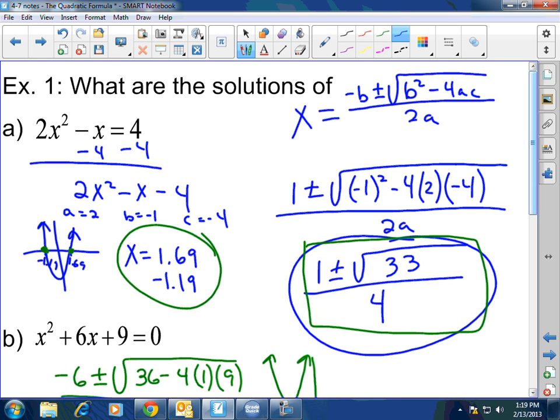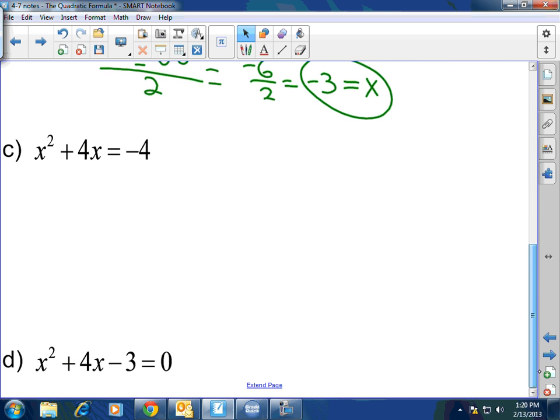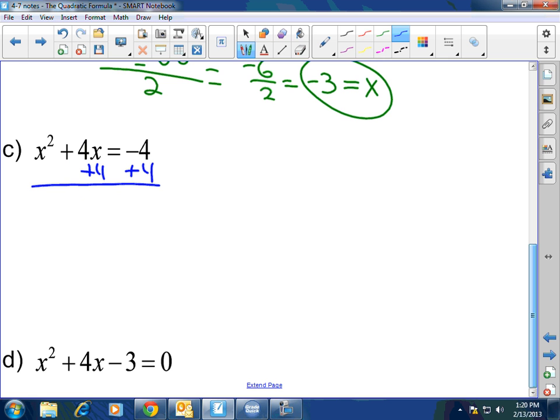Are you sure? I put it right here, my man. I apologize. X equals. Thank you, sir. Yes, you need to memorize the quadratic formula, sir. 100%. Now, add 4 to both sides.